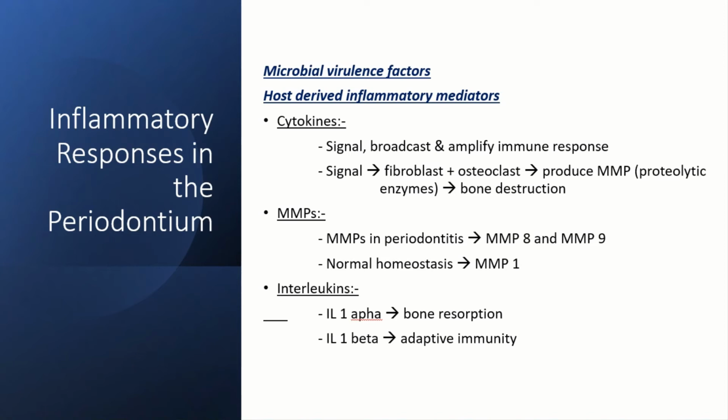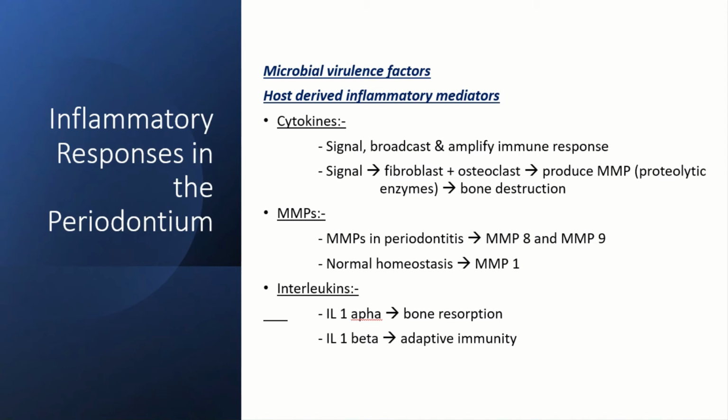In the host-derived inflammatory mediators, basically the majority of tissue damage is due to host immunity, through dysregulated production of inflammatory mediators. When you have an inflammatory reaction, a lot of inflammatory mediators will be produced, and because of the dysregulated production, this is what leads to tissue damage. What are the mediators? We have cytokines. Cytokines signal, broadcast, and amplify the immune responses. These mediate bone destruction through induction of fibroblasts and osteoclasts. The fibroblasts and osteoclasts then produce matrix metalloproteinases, which are proteolytic enzymes. These break down the connective tissue and hence lead to destruction of bone.